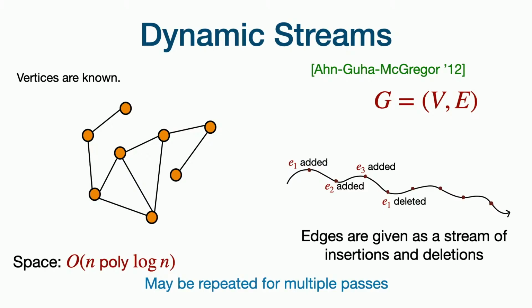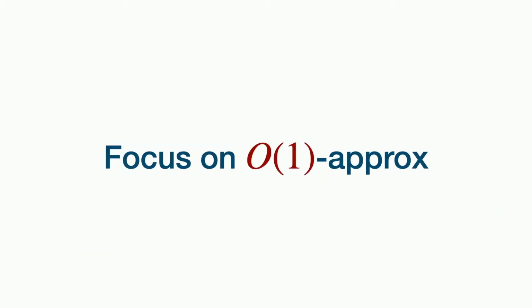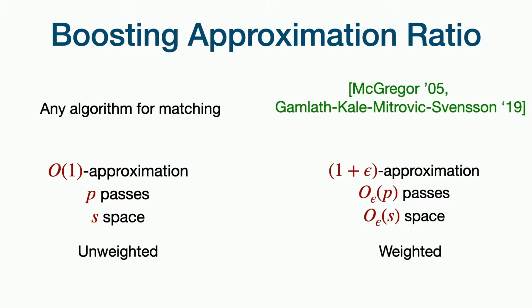Okay, and as we will see, this is going to be necessary. My focus will be only on constant approximate maximum matchings. So any matching that's, let's say, 1,000 times smaller than the maximum matching is fine, so long as it's not smaller than that. And the reason that I'm going to only talk about constant approximate matchings is that if we find a constant approximate maximum matching, we can just immediately boost the approximation to 1 plus epsilon.